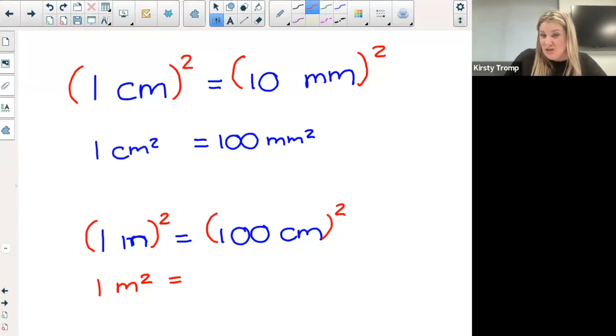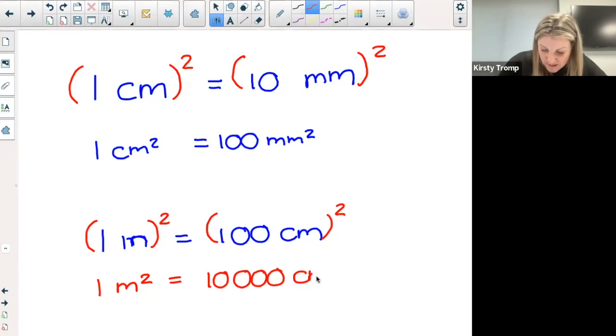What's 100 times 100, guys? What's 100 squared? 100 times 100. Who knows? What's 100 times 100? 100 squared. Good, well done. 10,000, 4 zeros, centimeters squared. So 1 meter equals 100 centimeters, but 1 meter squared equals 10,000 centimeters squared. Okay.